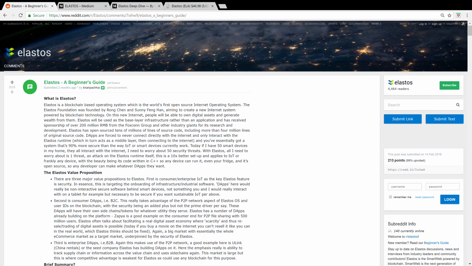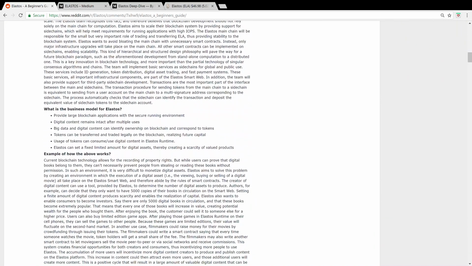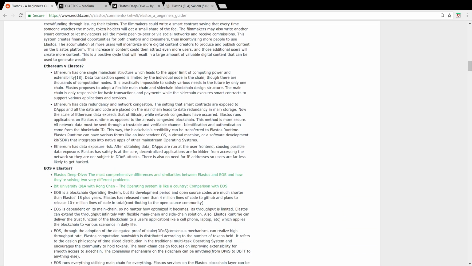Okay, and now we're checking out Elastos, ranked 86. Is this one undervalued? Okay, it's very similar. They've got similar traits, being a blockchain operating system. Now, if you scroll down here on this subreddit post, they talk about EOS versus Elastos. Now, EOS is dependent on a main chain, so no matter how optimized it becomes, its throughput is limited, says here on the subreddit of Elastos, okay?